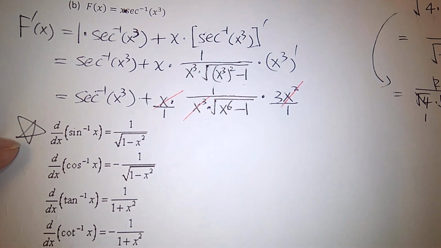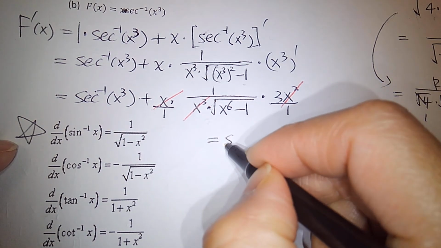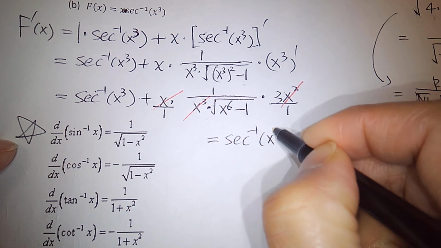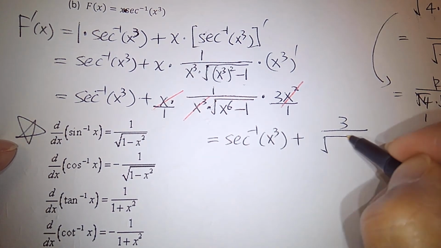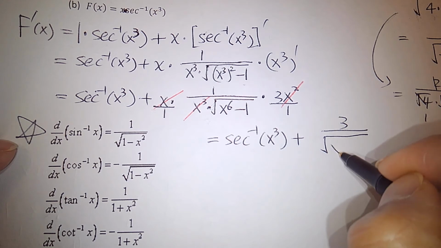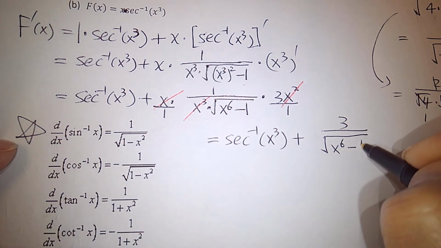So let's write one more step. Inverse secant of x cubed plus 3 over the square root of x to the 6th power minus 1.